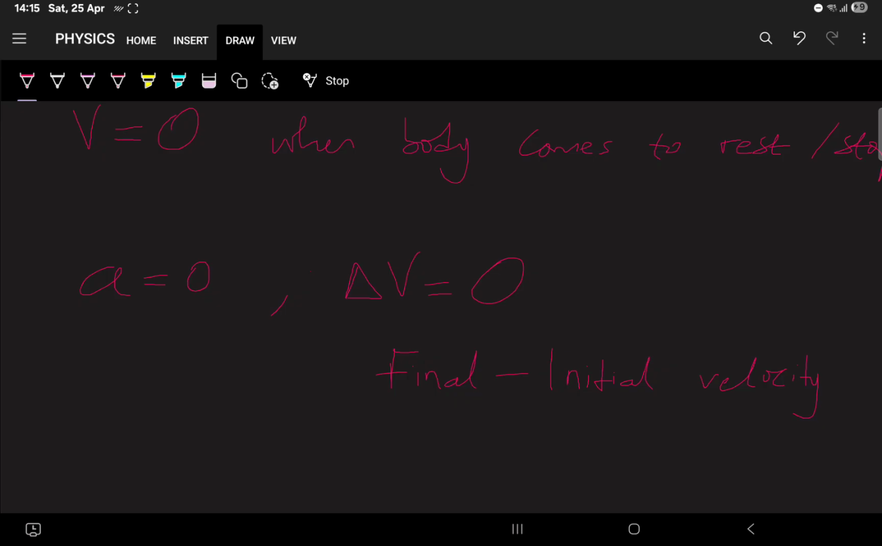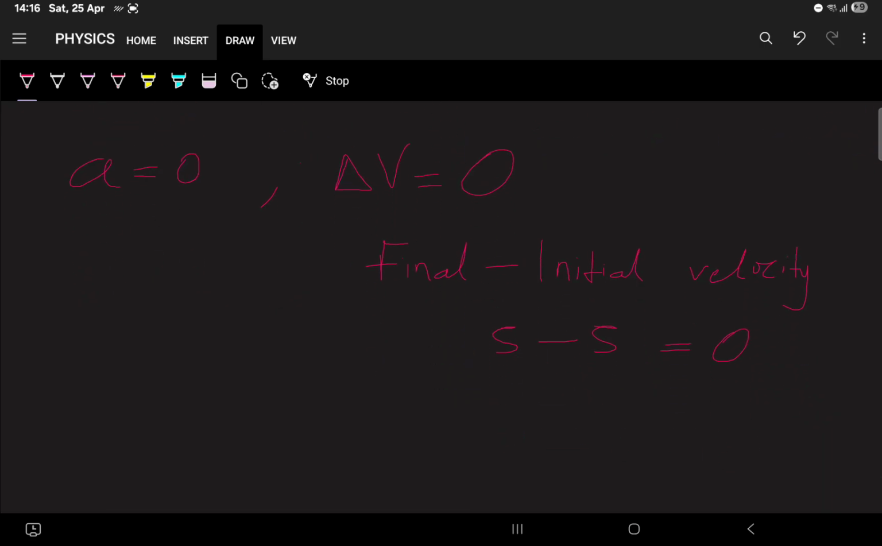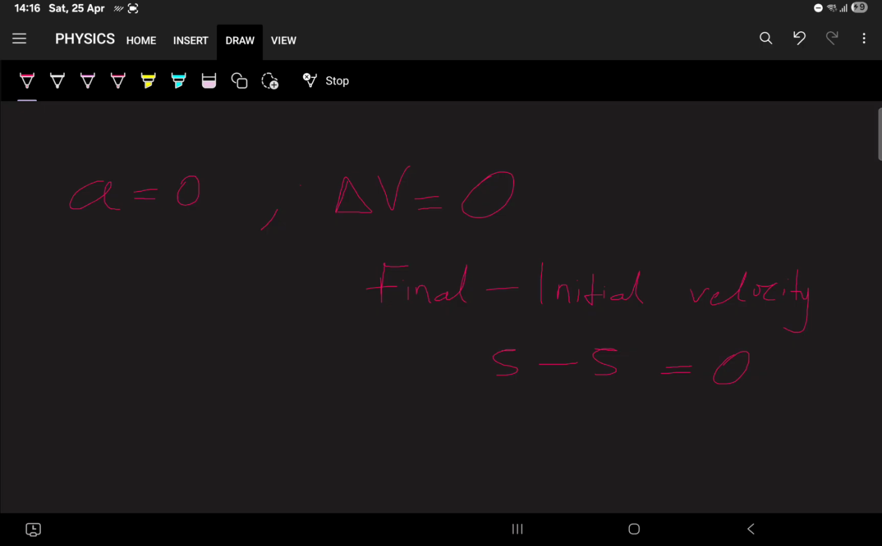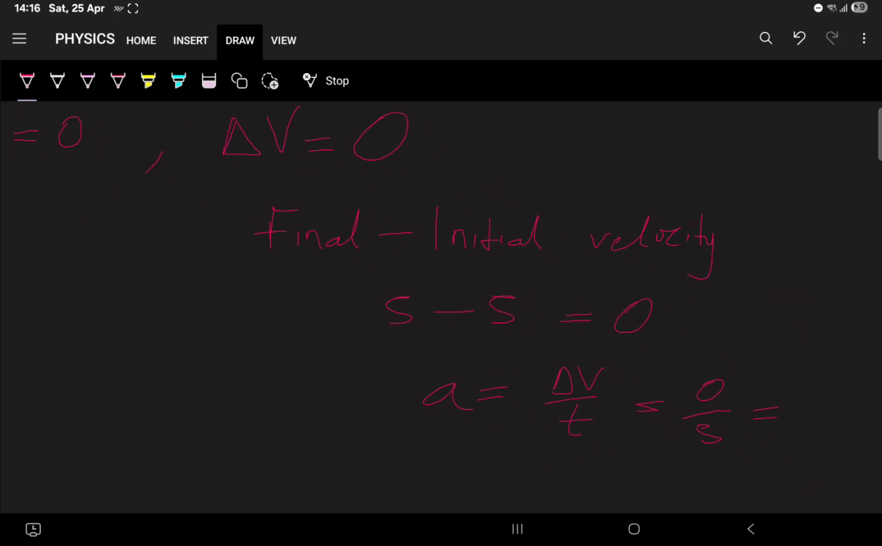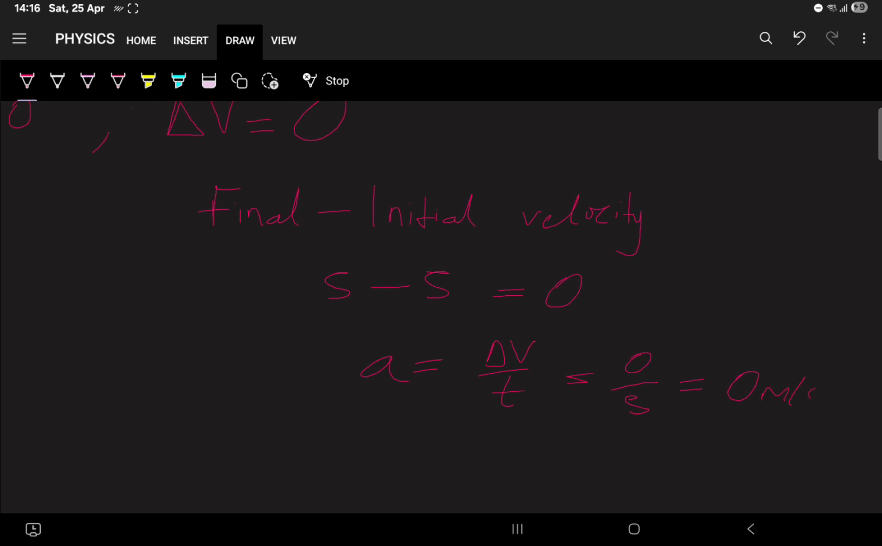So if final velocity and initial velocity are the same, there's not going to be any change in velocity. It's just going to be constant. And remember, acceleration is change in velocity over time. So if change in velocity is 0, no matter the time interval, be it 5 or 10, our acceleration is going to be 0 meter per second square.